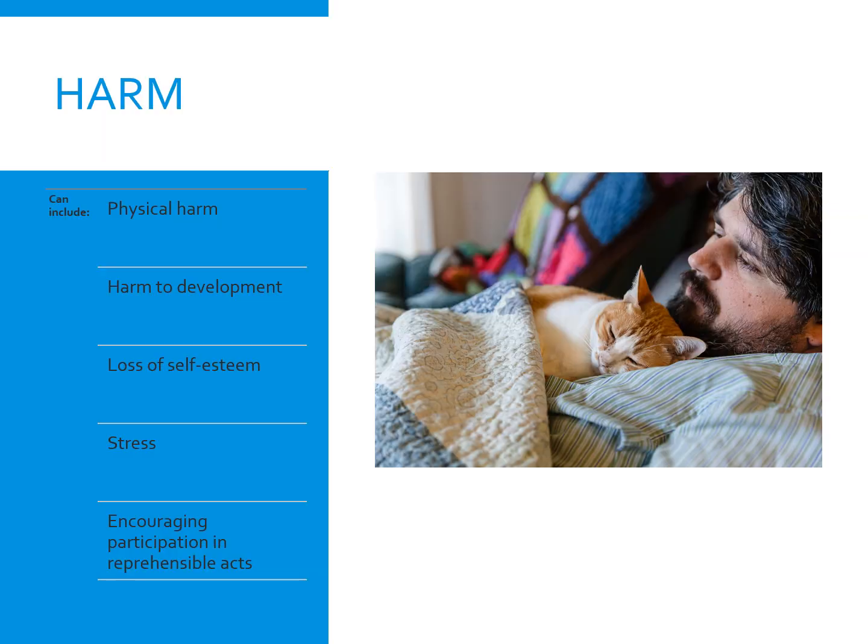So, some key points: physical harm refers to things like injury, illness, or other direct physical consequences. Harm to development that may affect cognitive, emotional, or social growth, leading to long-term developmental delays or issues. Loss of self-esteem can result in diminished self-worth, confidence, and personal identity.